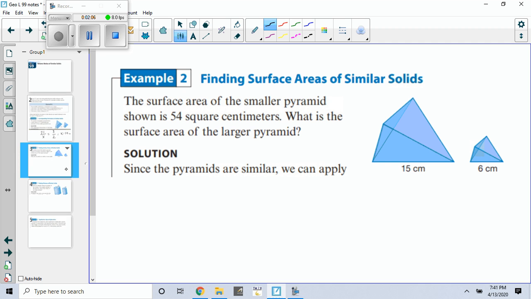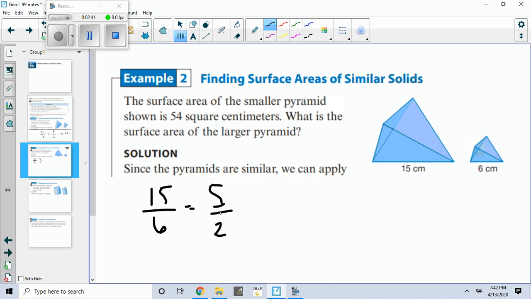Okay, so now talking about surface area. The surface area of the smaller pyramid shown is 54 square centimeters. What is the surface area of the larger pyramid? So we can use that ratio that we see, the scale factor, either larger to smaller or smaller to larger. We can use the 15/6, which reduces to 5/2.